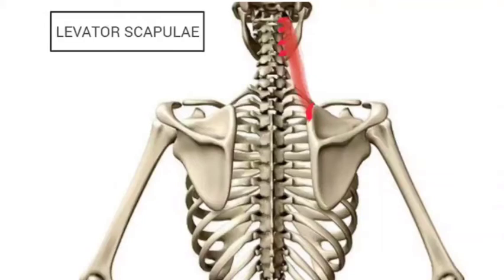This is your levator scapulae muscle with origins on the transverse processes specifically of C1 to C4, as I've marked here, and it inserts itself on the medial border of the scapula. Just a bit at the superior aspect of the medial border. So this is your levator scapulae muscle.